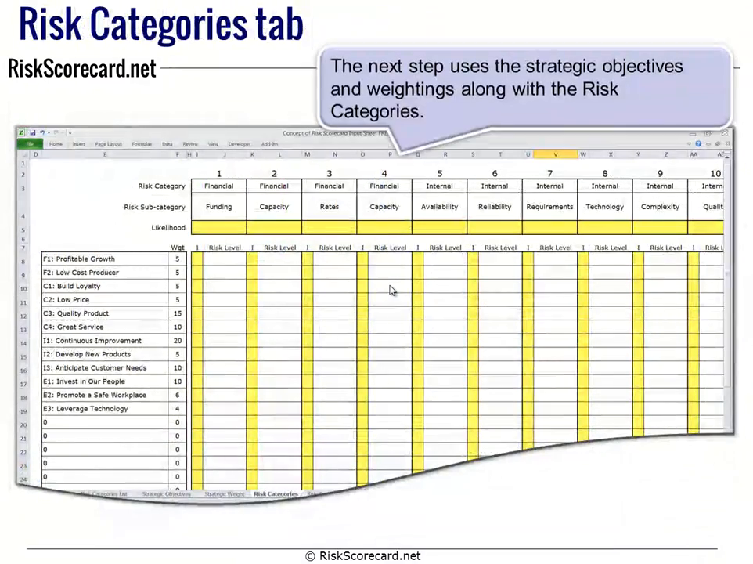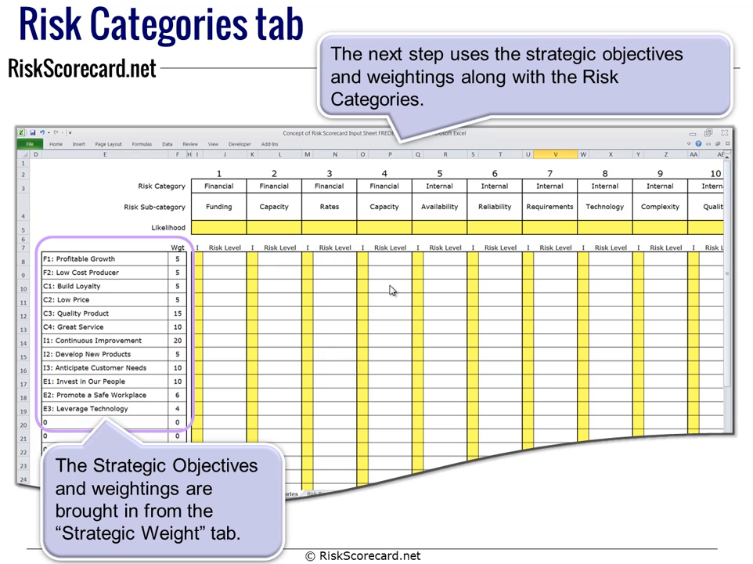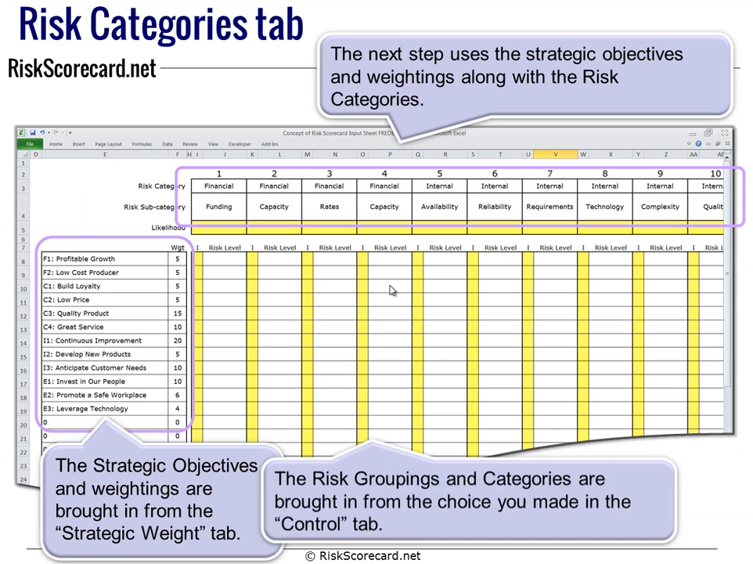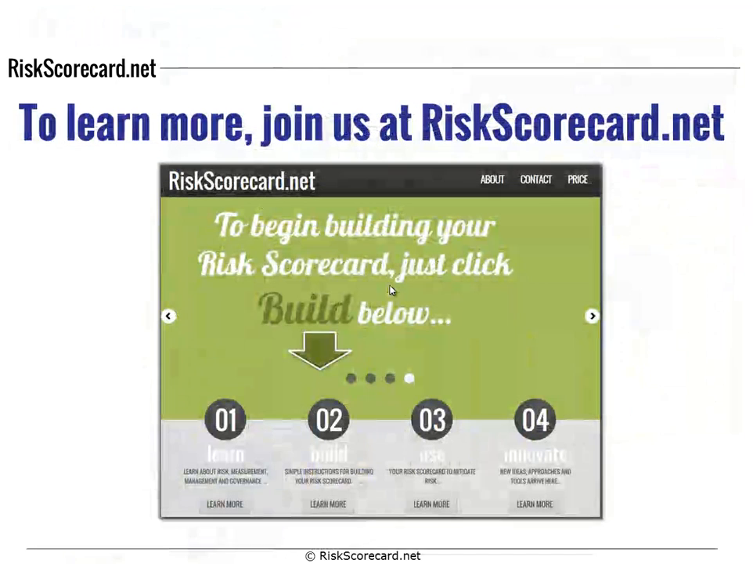The weighting is going to be used in the next step, where we're going to bring forward the work you've done so far. Those strategic objectives and weightings will be brought forward from the strategic weight tab. And across the top, we'll see the risk groupings and categories, which are brought forward from the choices you made in step 1 and entered on the control tab. But we'll walk through those steps in the next webinar.